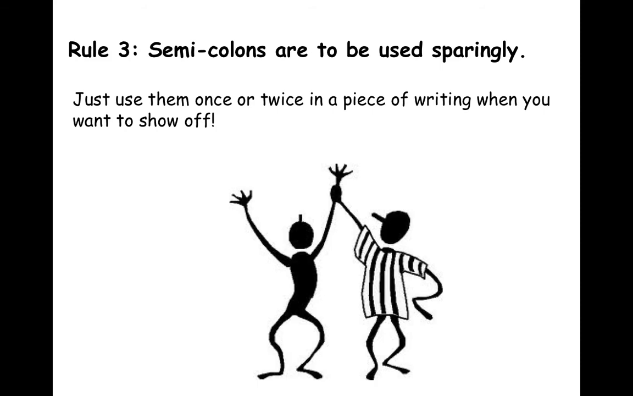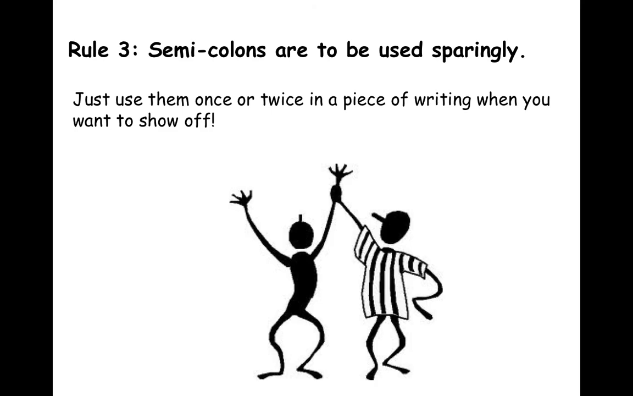Finally, Year 6, Rule 3, the final rule is semicolons are to be used sparingly. So it means we don't use them all the time. If you start using them more and more and more throughout your piece of writing, they lose their effect. It's like when we use exclamation marks or suddenly. If every sentence was to include them, then it would lose its effect completely. In a piece of writing, you should just use them once or twice because you want to show them off. If you use them all the way through, they lose their effect.